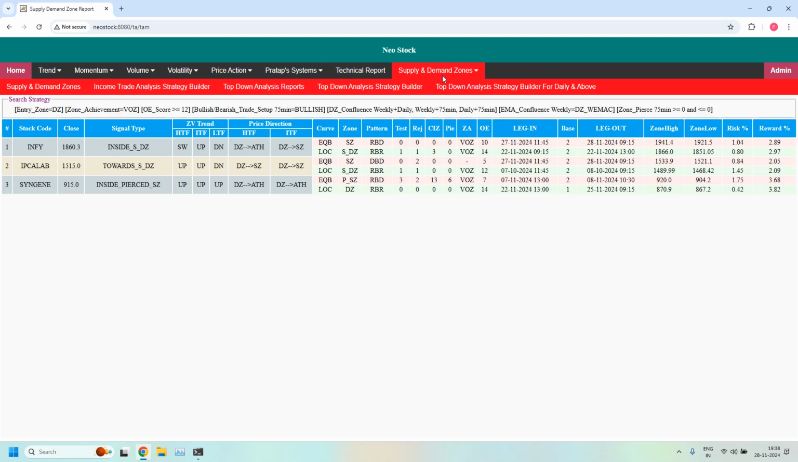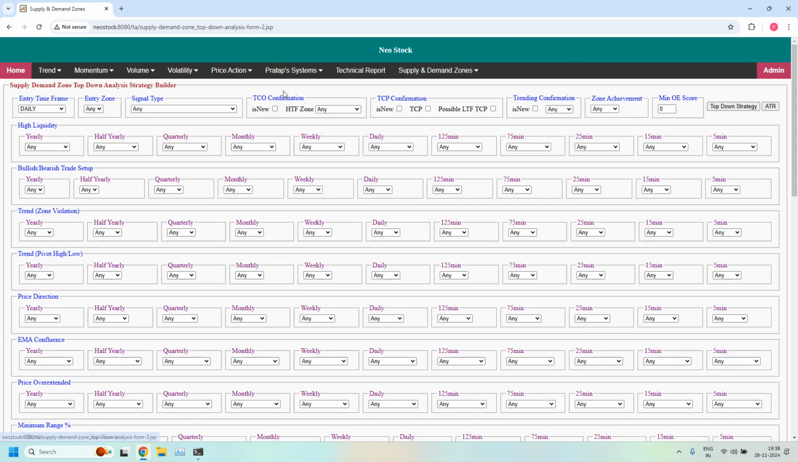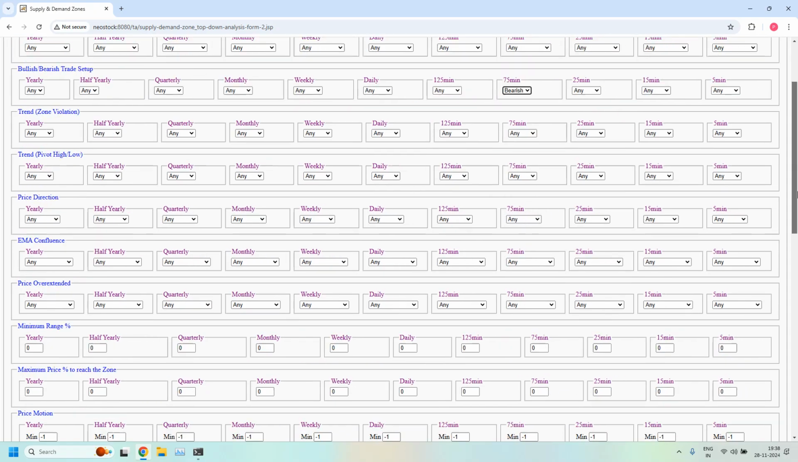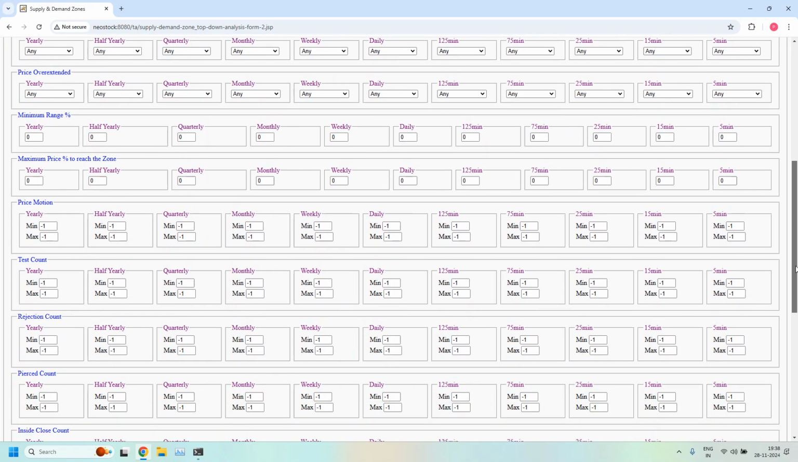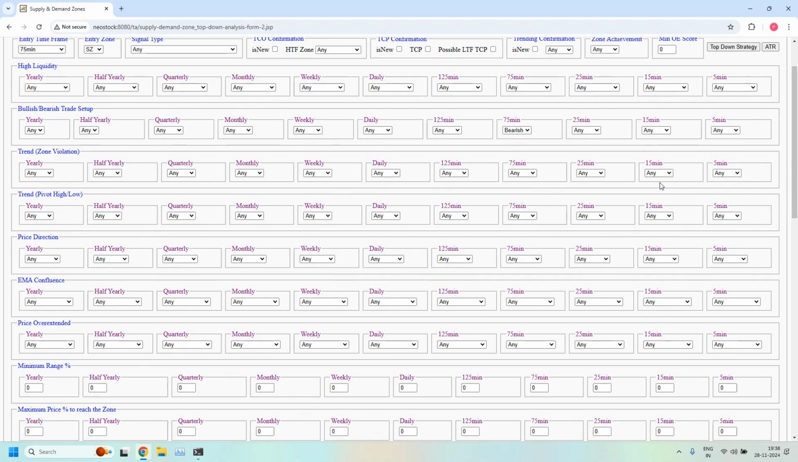Next, bearish trade setup for weekly income trade. Entry time frame is 75 minutes. Entry zone is supply zone. In bullish or bearish trade setup, at 75 minutes entry time frame, I am selecting bearish. This 75 minute supply zone should not be pierced. So in the pierced count at 75 minutes time frame, I am setting minimum value 0, maximum value 0.